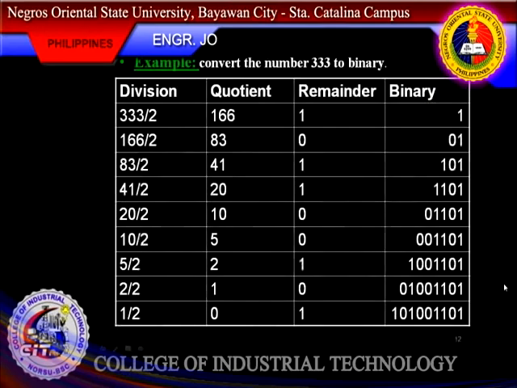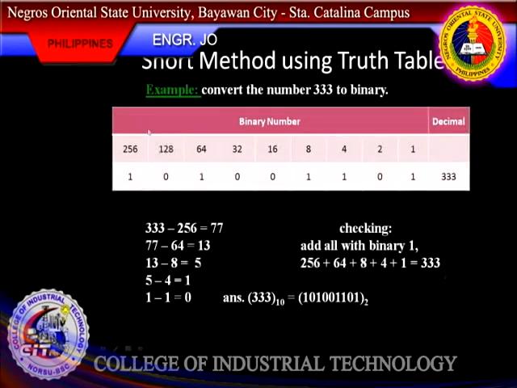Okay, now the short method, using the truth table again. Convert the number 333 to binary. What we're going to do is plot starting from 1.